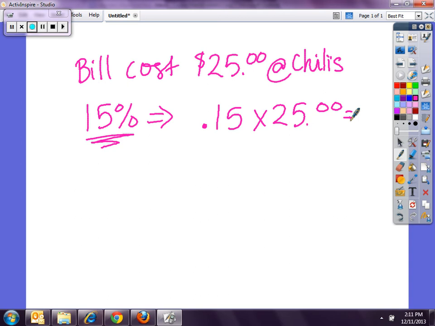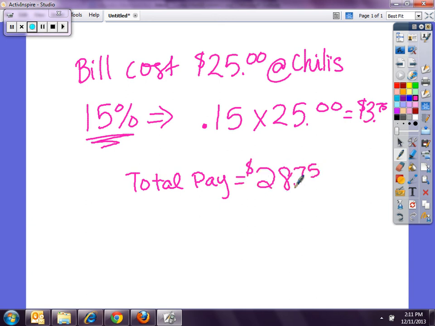$3.75. Okay? So then once I have my tip, I add it back to my original. So this equals $3.75. I don't only pay $3.75. Total pay is $25 plus the $3.75. 5, 6, 7, 8, $28.75. Now we are assuming that this price is tax included.